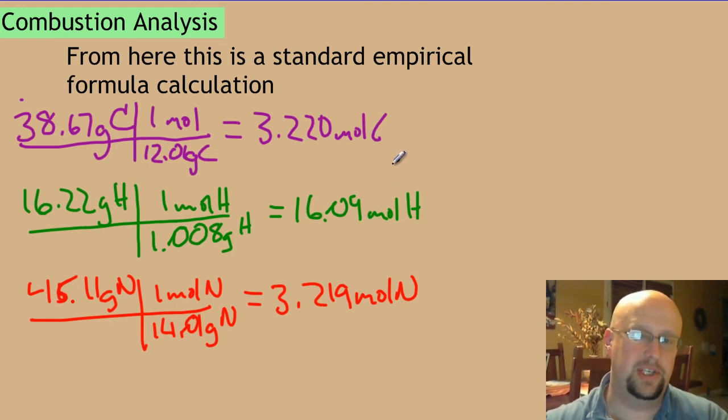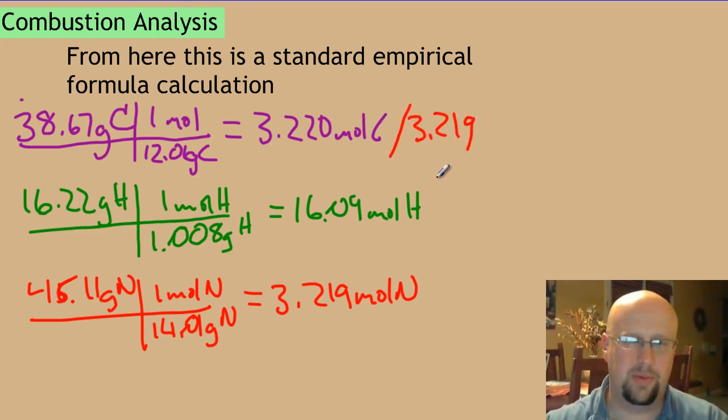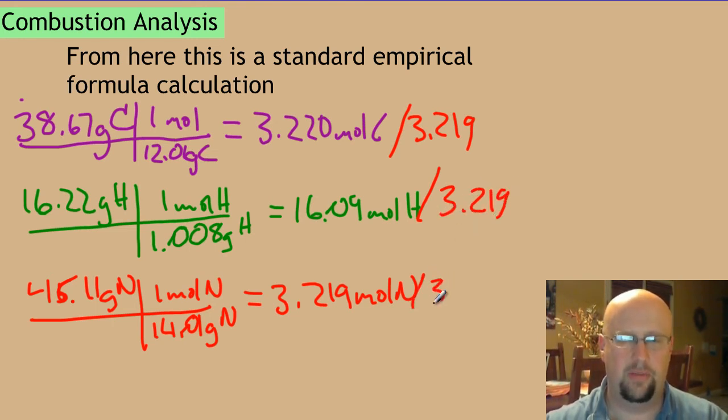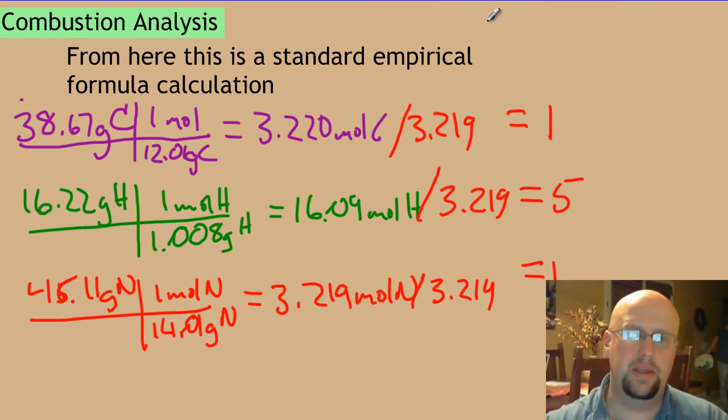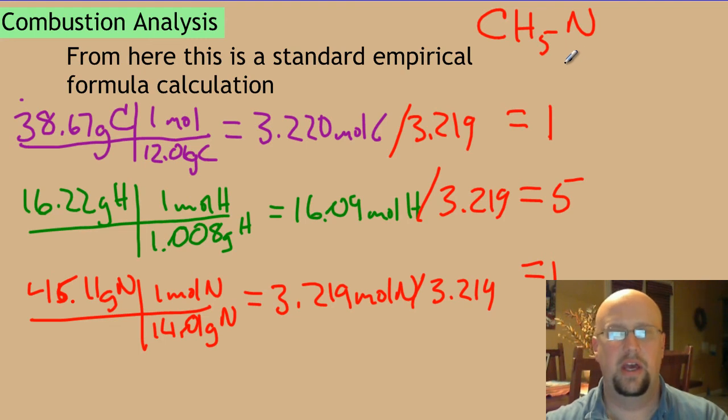So remember, this is the step where we take the smallest of these numbers and we divide everything by it. Really, these are pretty much the same number, but technically 3.219 is the smallest one. Divide them all out there. Okay, that's going to leave us with a whole number of 1, with a whole number of 5, with another whole number of 1. So that means that our empirical formula here is CH5N. Okay, so that's our empirical formula.